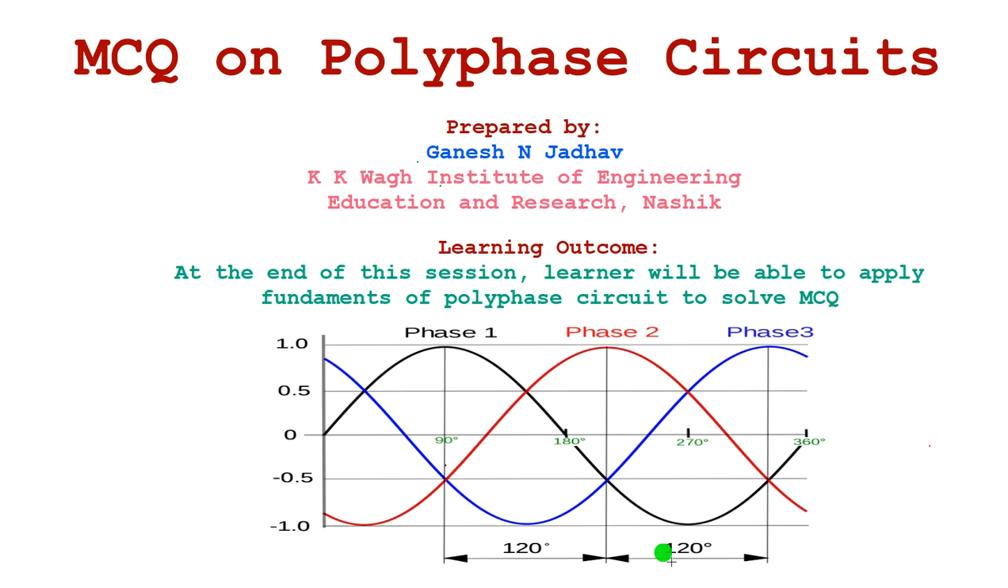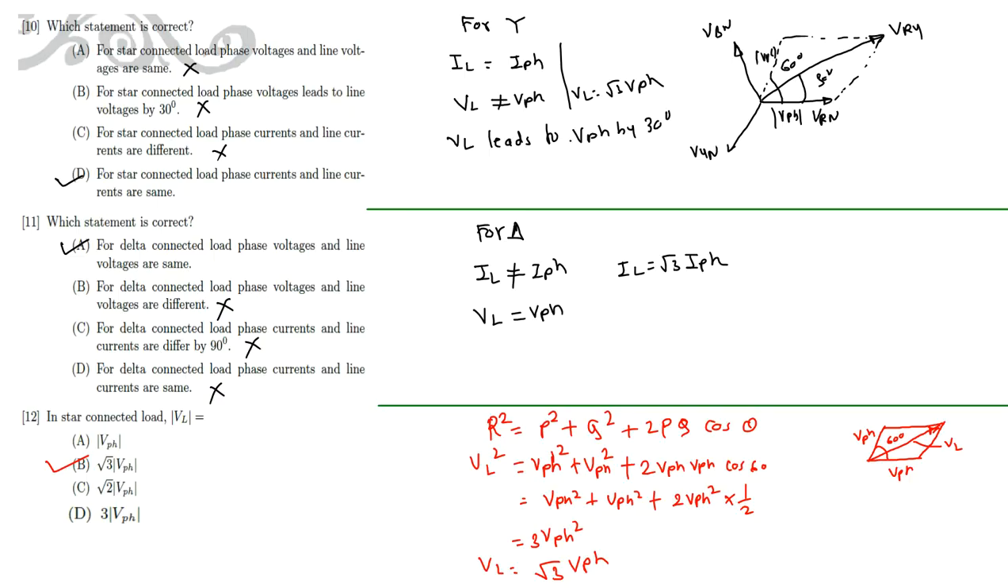What are the learning outcomes of today's session? At the end of this session, the learner will be able to apply the fundamentals of polyphase circuit to solve the MCQs. Okay, so let's begin. Previously, we have discussed the 9 MCQs. Now, we will discuss the next MCQs.